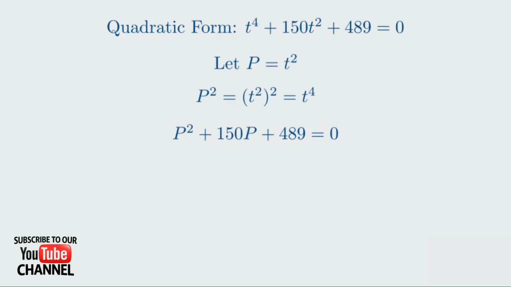We've transformed a complicated quartic into a simple quadratic equation. Now we just need to solve this quadratic for p. We can use the quadratic formula. By the end of this scene, you will have seen how to solve a quartic equation by reducing it to a quadratic form, and using the quadratic formula. Let's solve the quadratic equation, p squared plus 150p plus 489 equals 0. We'll use the quadratic formula, p equals negative b, plus or minus the square root of b squared minus 4ac, all over 2a. Here's the formula.